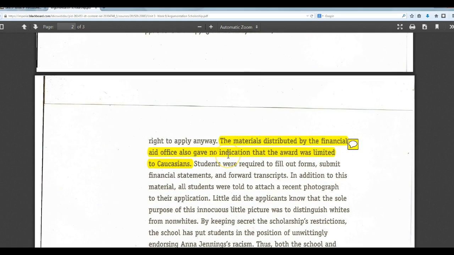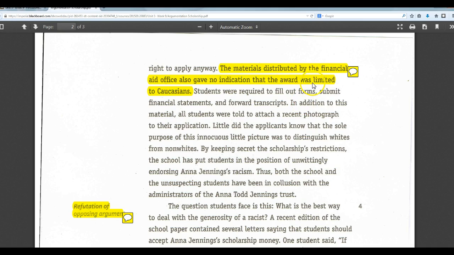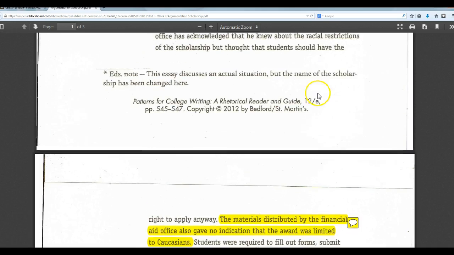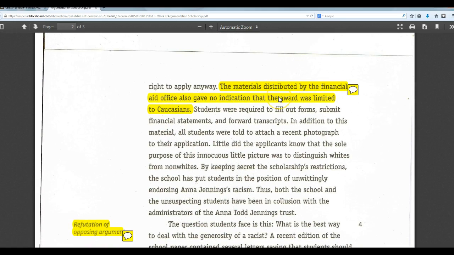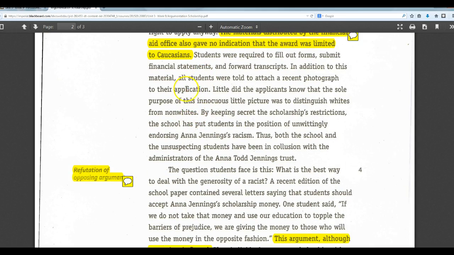Let's continue down. Next he gives a specific example to support the topic sentence that he blames the school for part of this. What he says here is that the school's financial aid office was not telling people that this scholarship was only for white students. Therefore, he feels as though the school took part in trying to cover up this racism, trying to cover up the fact that this scholarship was only for white students. So he thinks that the school is partly to blame for this. I think he has great support here, and he is supporting or defending his point of view, his thesis statement. So in this paragraph, again, he supports his side of the argument, his viewpoint.